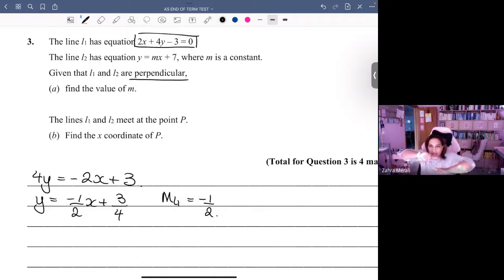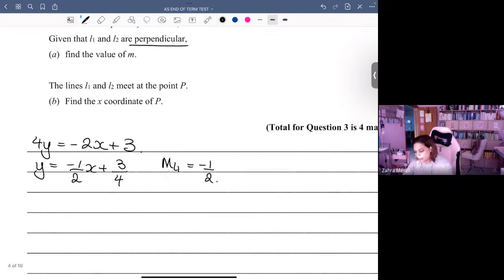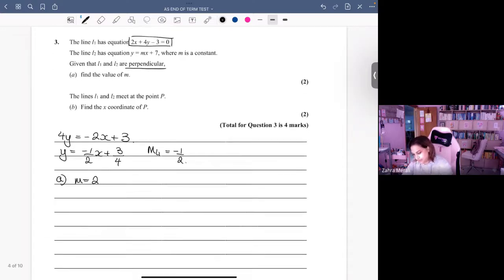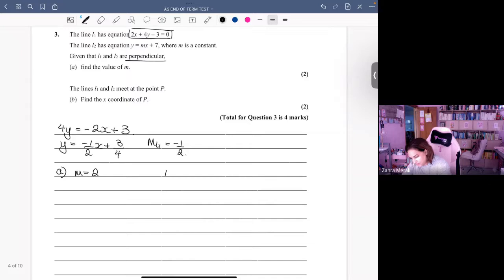So the m of line 1 is minus a half. So the perpendicular, do you remember you flip it and you change the sign? So when you multiply them, you get minus 1. So if I flip that, I get 2/1, and the minus becomes a plus, so it's 2. So for part A, m equals 2, because we're trying to find the perpendicular line. So now we've got two equations, y equals minus a half x plus 3/4, and y equals 2x plus 7. We want to solve them simultaneously. We can put them into the simultaneous equation solver in our calculator, but let's work it out manually.